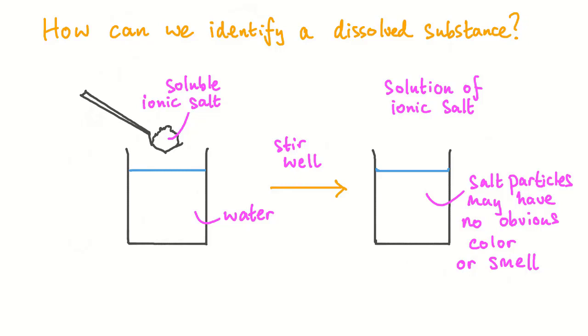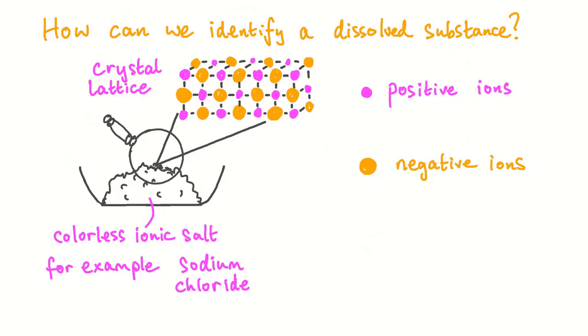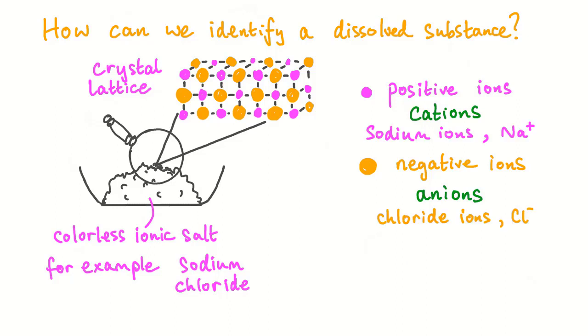This is particularly true for salts of metals from Group 1 and Group 2 of the periodic table. Many ionic salts also have no obvious smell, and when they dissolve in small amounts to make solutions, it seems that they have disappeared. However, ionic salts contain positive ions and negative ions held together by strong ionic bonding in a crystal lattice. The positive ions are known as cations and the negative ions are known as anions. In the case of the salt sodium chloride, the cations are sodium ions or Na+, and the anions are chloride ions or Cl-.